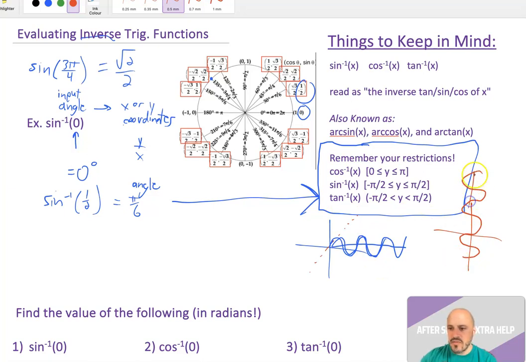Again, this is a super rough sketch, right? What's wrong? Is this a function now? Before this was a function. I could do my vertical line test. What happens when I do my vertical line test here? Not a function. And that's why we have these restrictions, because as long as I have these restrictions, I can call these functions. They match all those rules.